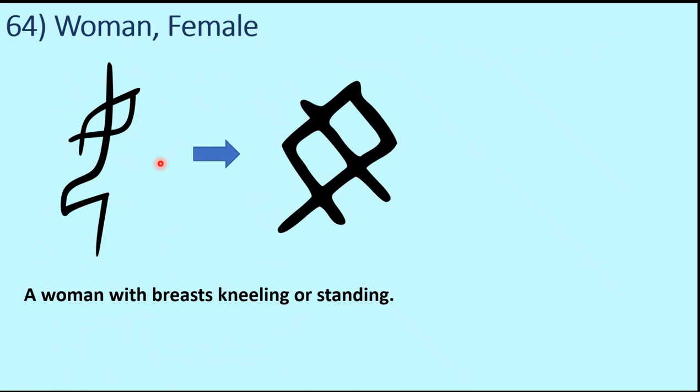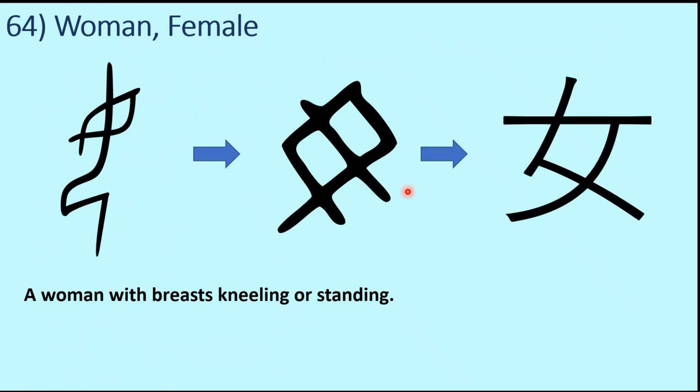Now this evolved into this symbol. Here you can see only the upper portion has been retained in a slanted way. So these are the 2 breasts of the lady, and this is the head, and this is the reduced form of the body. So this was again an ancient form, and finally the modern form has been derived like this.